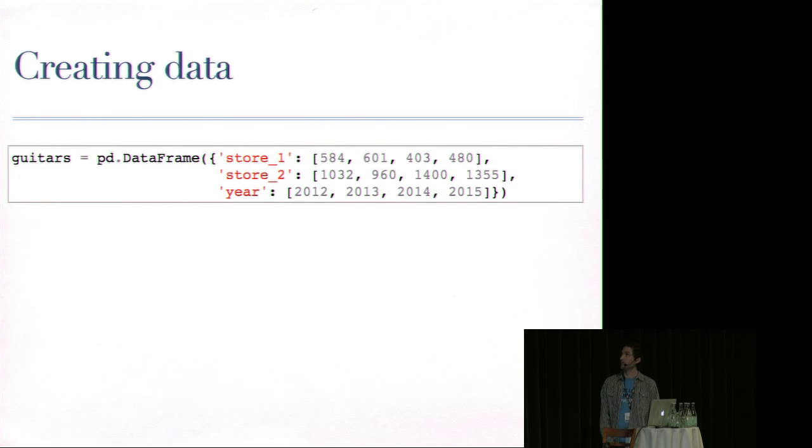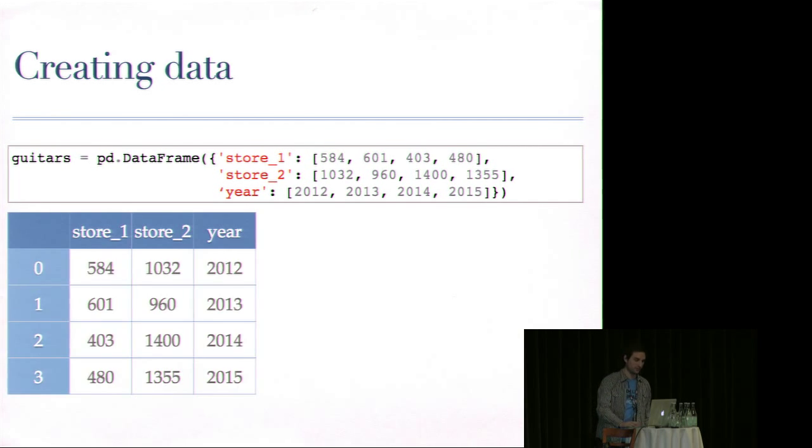The syntax for the data frame is slightly more complex, but it's basically just a dictionary that I'm passing into the constructor, and the keys of the dictionary will become the column headers, and the lists or the values here will become the rows for each column. So this is the result of this operation.